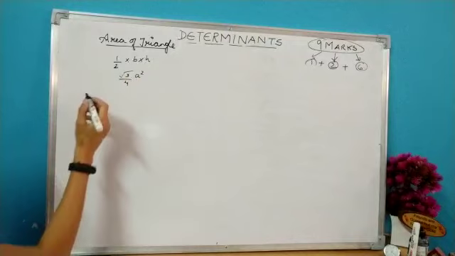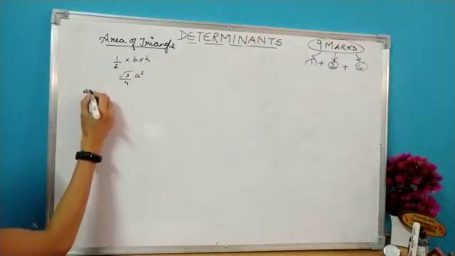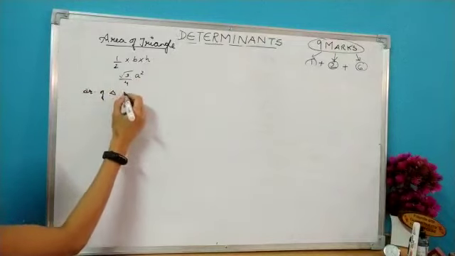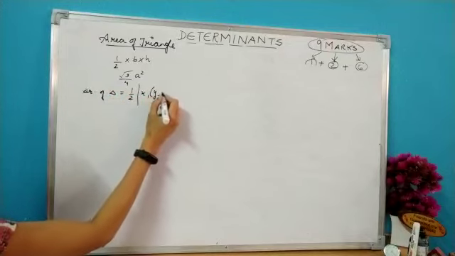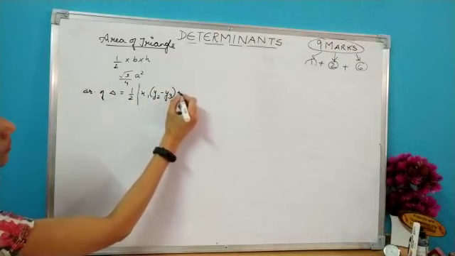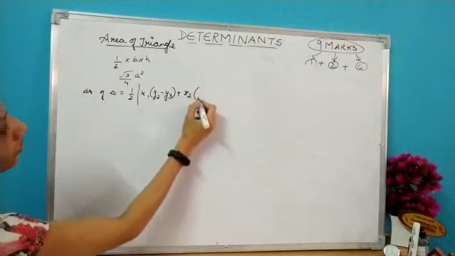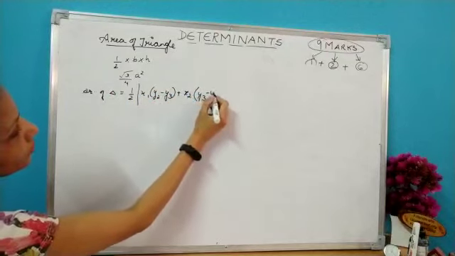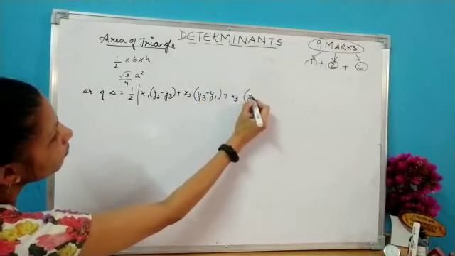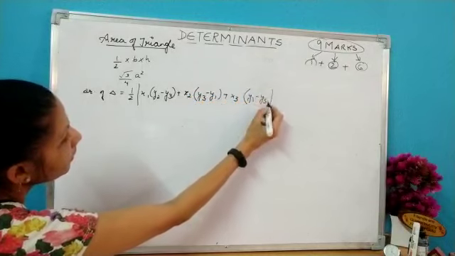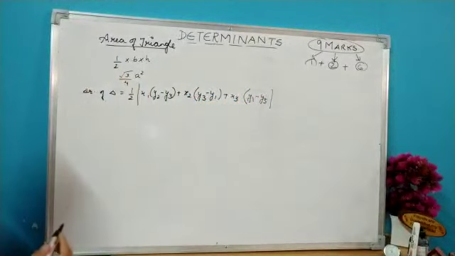In class 10th, you have calculated the area of a triangle by this formula also, which is x1 (y2 minus y3) plus x2 (y3 minus y1) plus x3 (y1 minus y2). Now, how can we find out the area of a triangle by determinant? You will be reading it here.